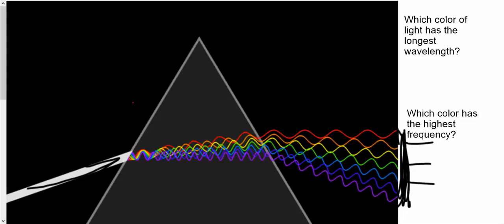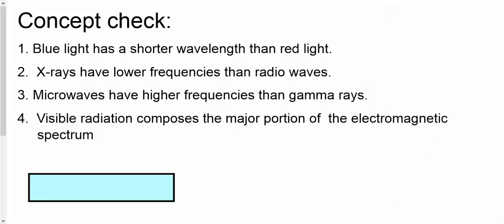These are sample possible AP type questions. Blue light has a shorter wavelength than red light. True or false? True, because we know red light has the longest wavelength of all the colors, right? X-rays have lower frequencies than radio waves.